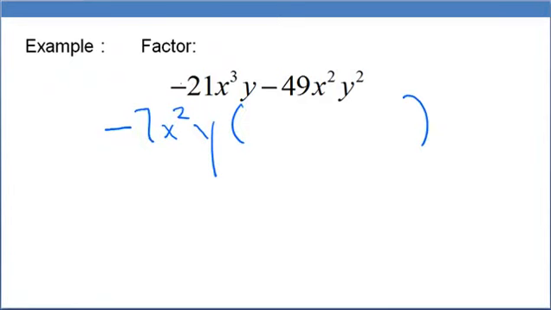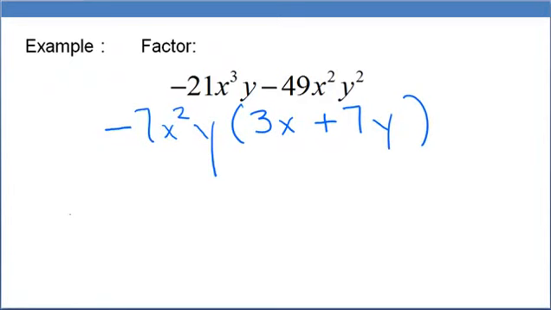For our first number, we would need to multiply by a 3 to get negative 21. We have x squared, we want x cubed, so we need an x, and we have the y outside. For your next term, you have a negative 7. You want a negative 49. So you're going to need to multiply by a positive 7. The x squared is good. You have it outside, and you need one more y.